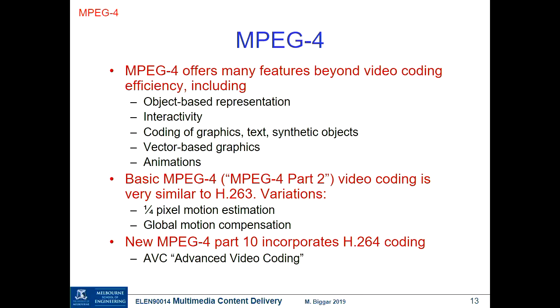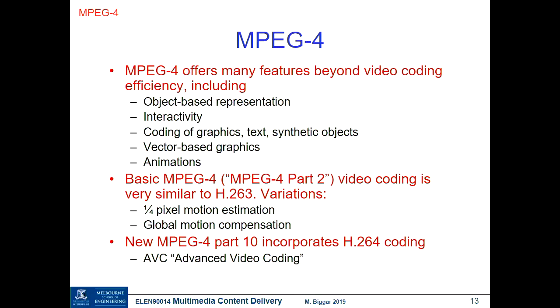But we should focus on the technology. So MPEG-4, in fact, offers many features beyond just video coding efficiency. It allows for object-based representation. I'll describe this in a little while, but the short version is that instead of treating an image as an array of pixels, we can define specific objects within it and encode them separately. Define their shapes, boundaries, and encode them separately.